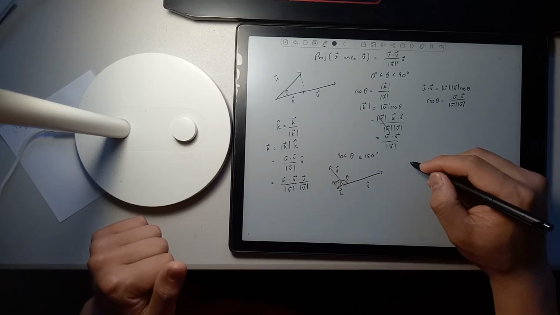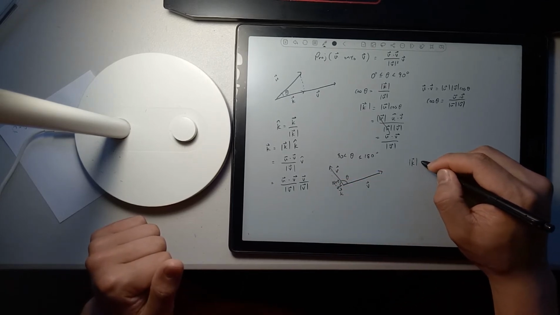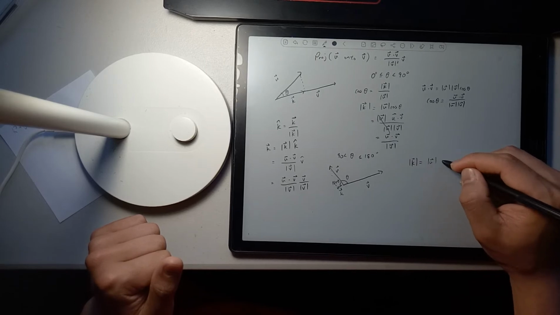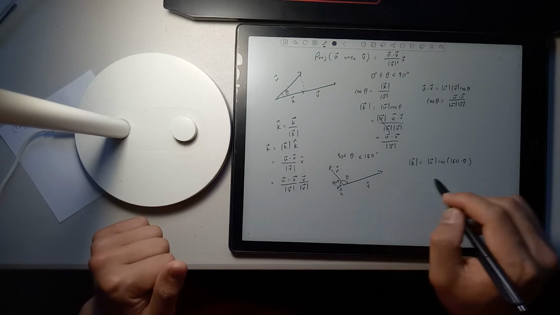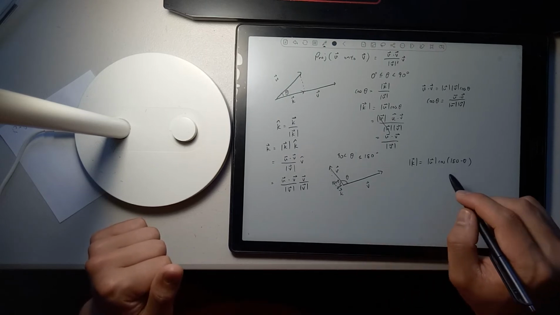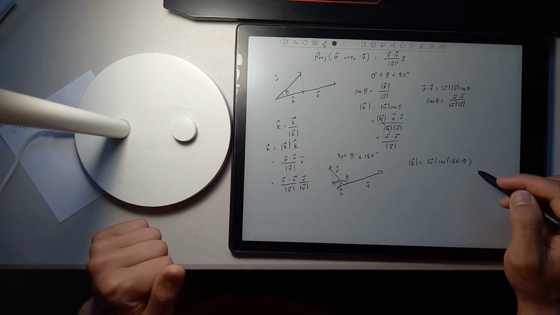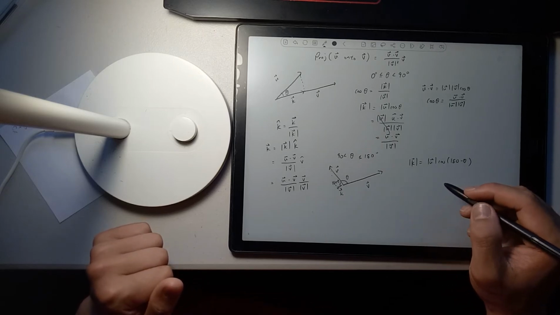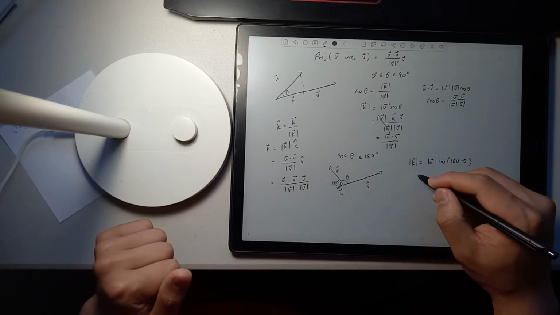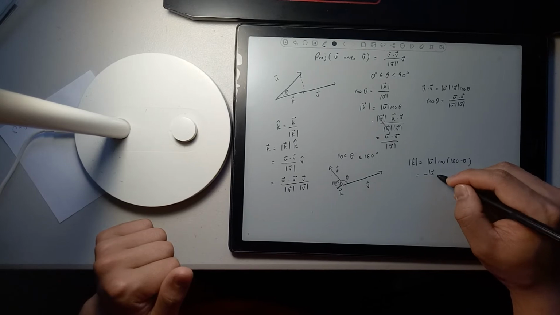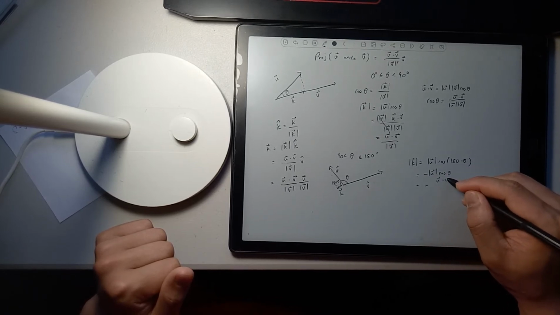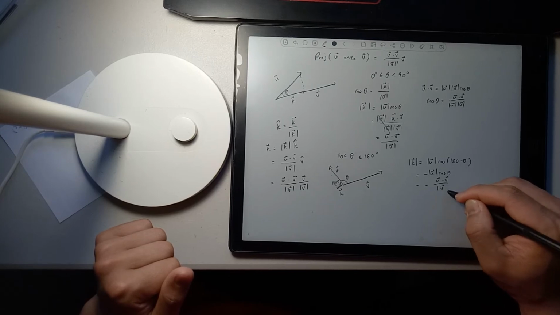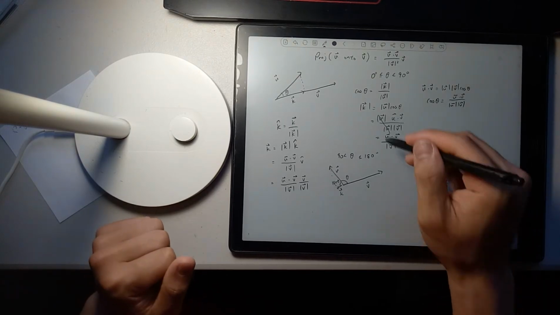So here the magnitude of k would be equal to the magnitude of u cos of 180 minus theta. Notice that we don't use theta here because cos theta would be negative and magnitudes can't be negative. So this is equal to negative magnitude of u cos theta, which is equal to negative u dot v over the magnitude of v, shown here.